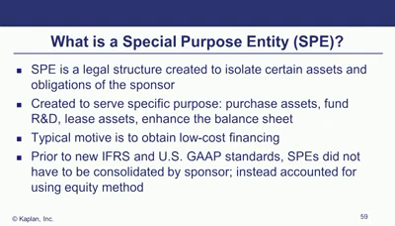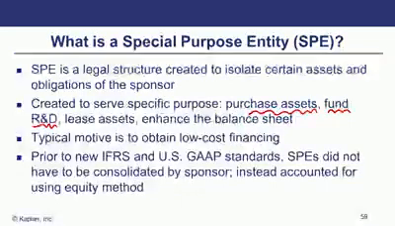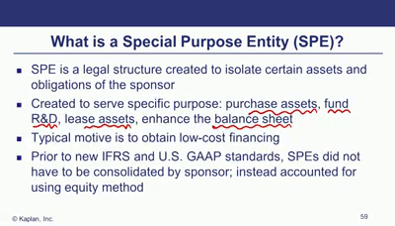So why do we create special purpose vehicles? We're going to discuss a lot of this again with asset-backed securities, but certainly to serve specific purposes: purchase assets, fund research and development, maybe keep risky R&D away from the main company, lease assets, or of course maybe to enhance the balance sheet. And of course we saw that before the credit crunch. Collateralized debt obligations set up in special purpose vehicles gave financial institutions a vehicle to which they could sell poor quality assets, thus getting them off their balance sheet.